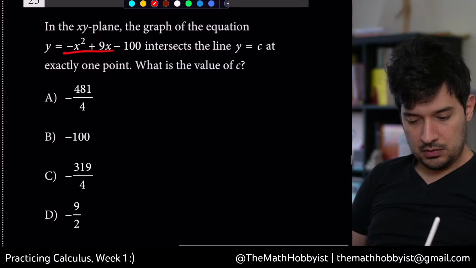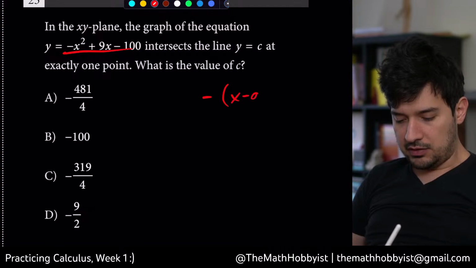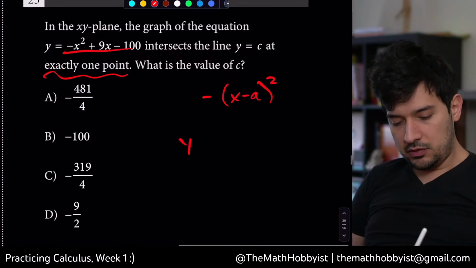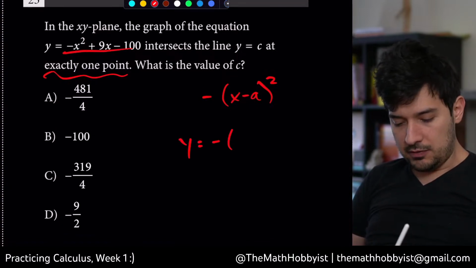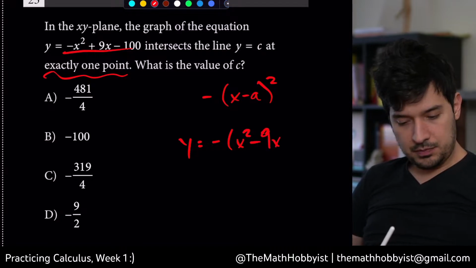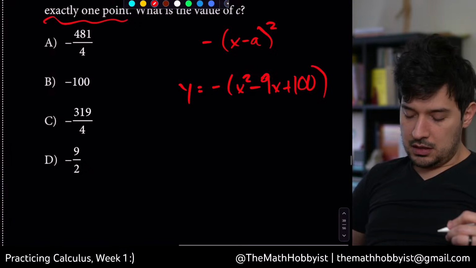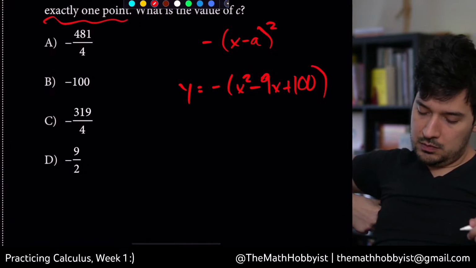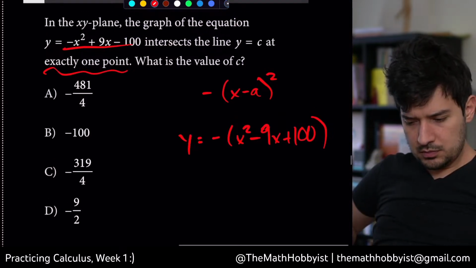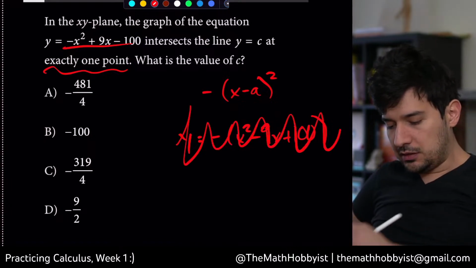Number 25, xy plane graph intersects at exactly 1 point. Okay, so we're saying that this thing factors as x minus a quantity squared if it intersects at exactly 1 point. So then y equals negative x squared minus 9x plus 100, right? Then oh, it intersects a line y equals c at 1 point. I'm a dummy.